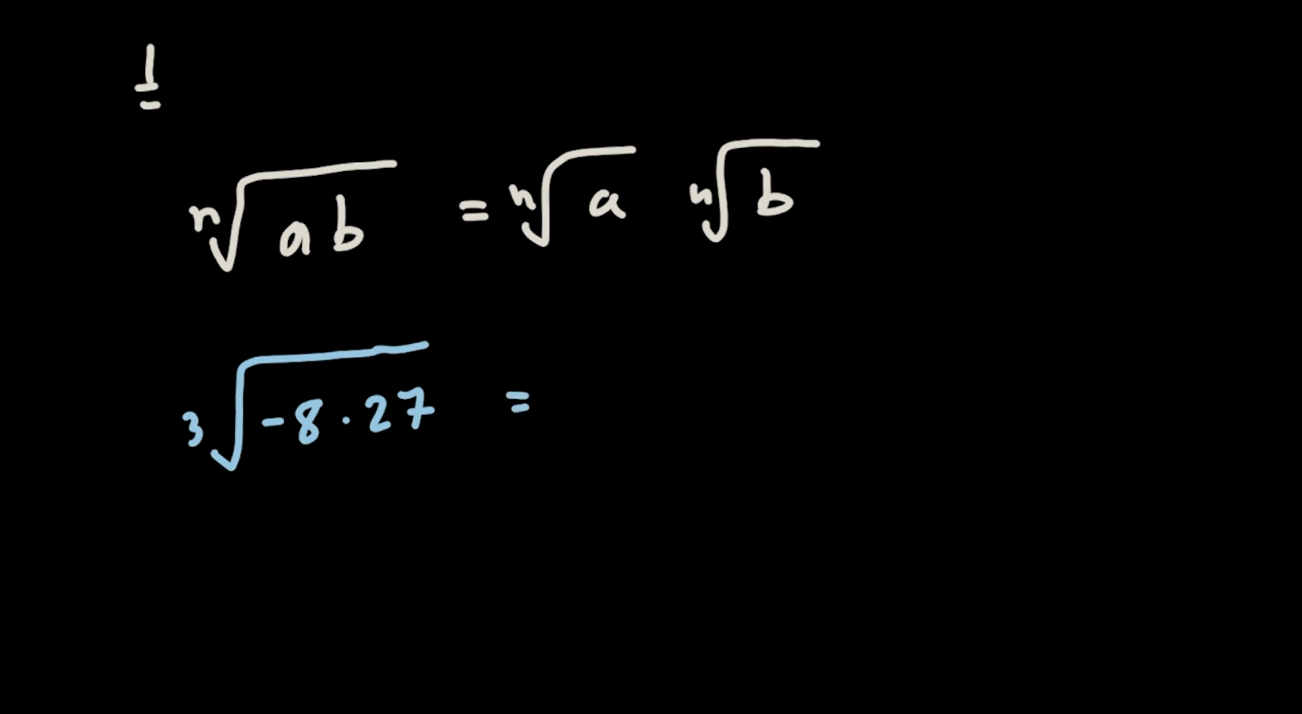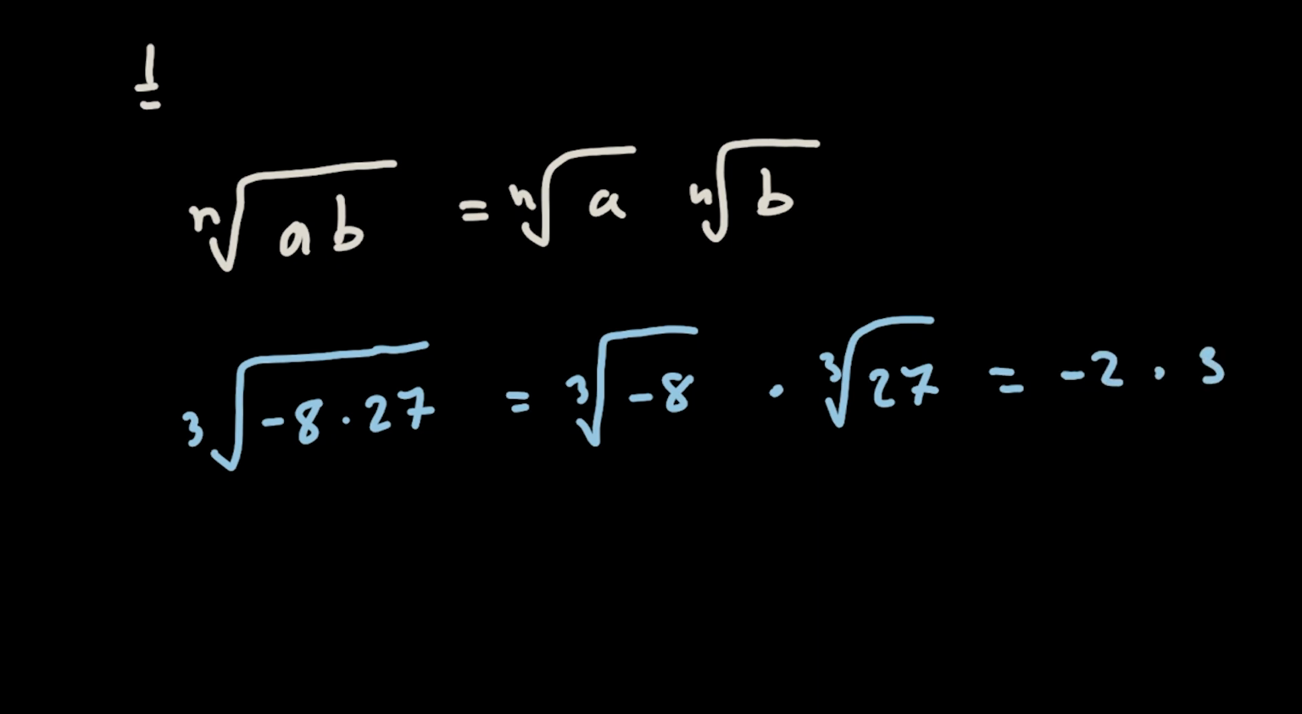that would equal the third root of minus 8 multiplied by the third root of 27. And that would equal minus 2 multiplied by 3, and that would equal minus 6. This is the first property.